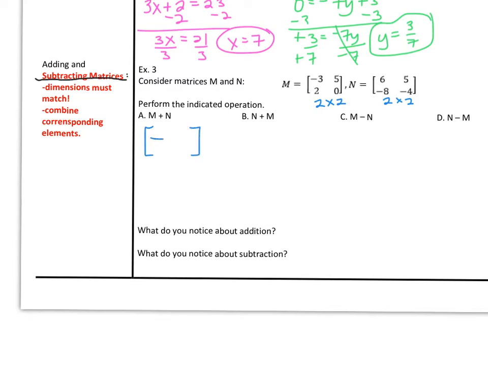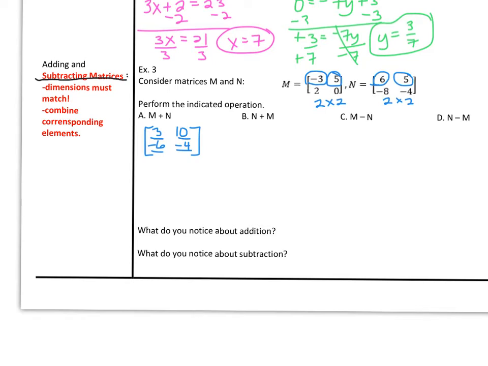In that first spot, I would take the first element in row 1, column 1, the first element in row 1, column 1, and add them together. Negative 3 plus 6 is positive 3. And then we'll do the same thing. We'll just move right on over to the right. We have a 5 and a 5. If we add them together, we get 10. You go ahead and do the bottom row. Add those corresponding elements together. Hopefully you got negative 6 and negative 4.